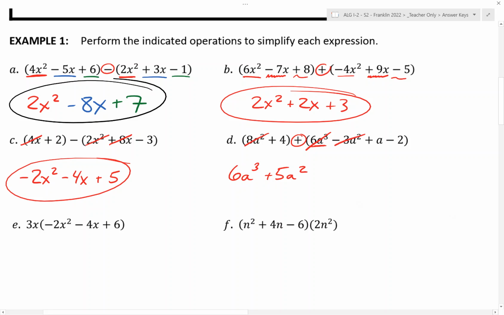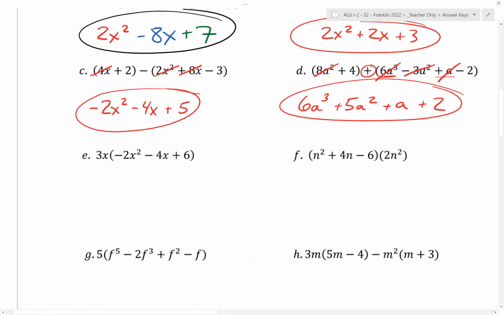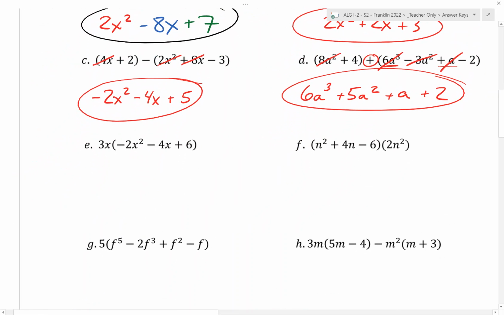And then there is an a here, but not on the first one, so that's fine. 0 plus 1a is still 1a, so plus a. And then 4 plus negative 2, that's 2. So again, just be careful about your negatives and which terms you have.